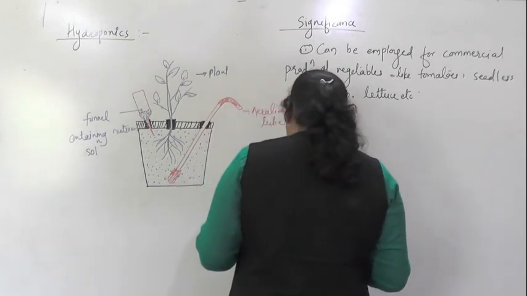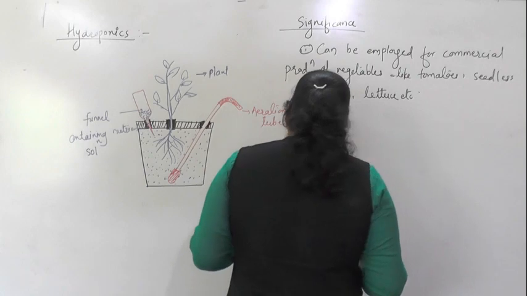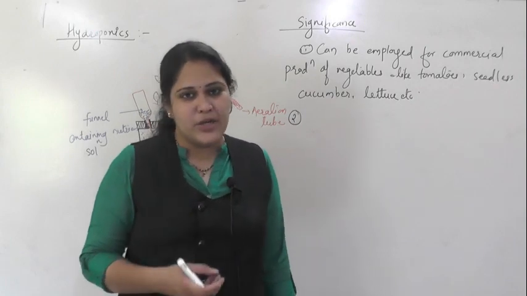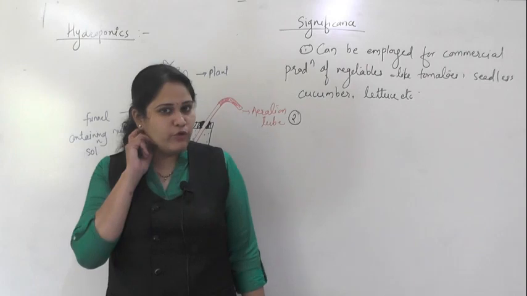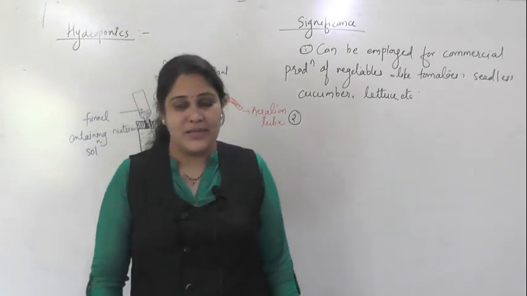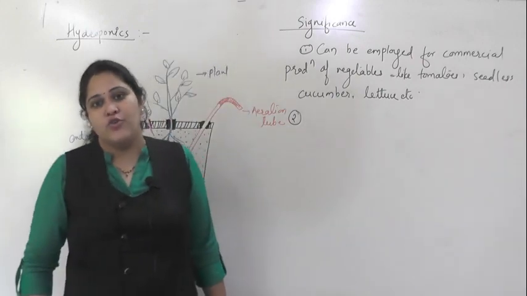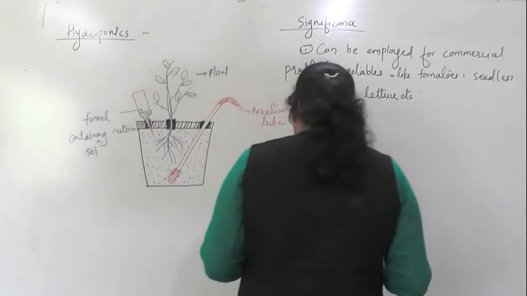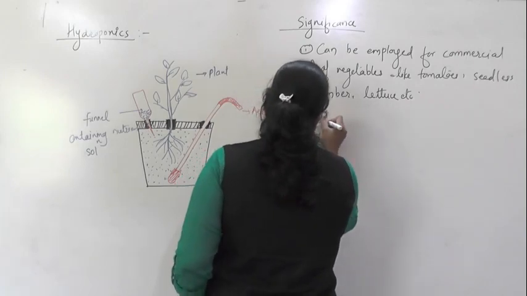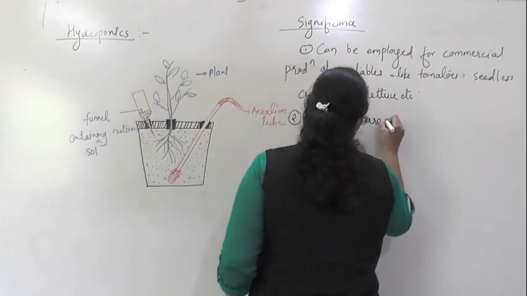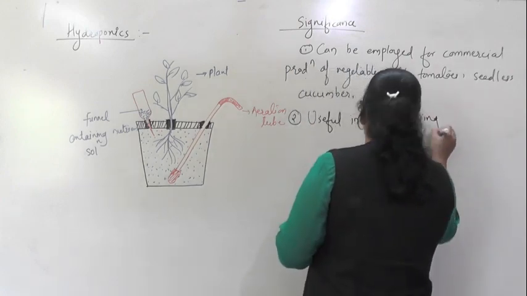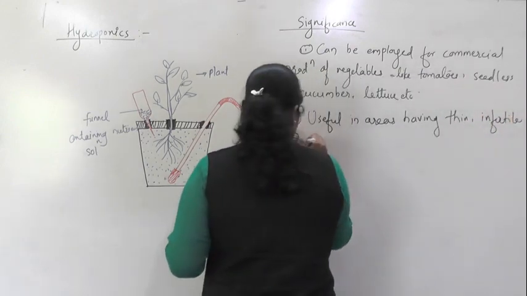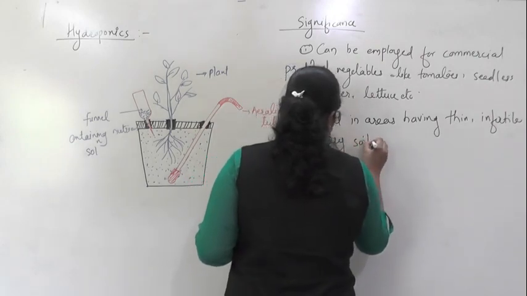The second significance is that it is useful in areas where the soil is dry, infertile, and devoid of nutrients. So in such areas, this technique is so useful. As I told you, mostly in the dry areas, desert areas where soil is infertile, this technique is highly used to grow a number of vegetables and fruits. It is useful in areas having thin, infertile and dry soils.